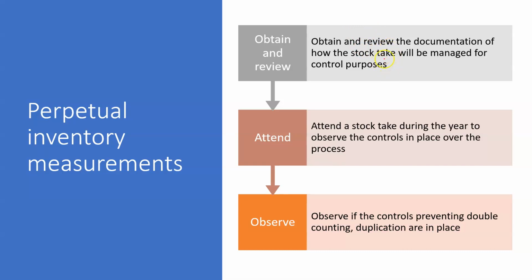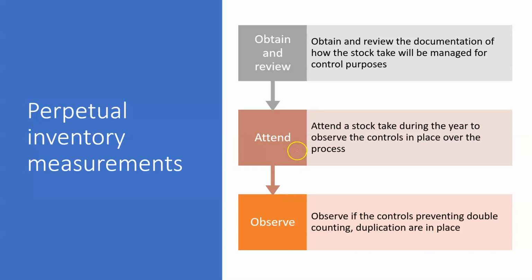I've written here, obtain and review the documentation. You can write, obtain documentation as to how the system works and how it was implemented, and whether there were any exceptions or issues. Just try and have a full understanding of how the system works. You can possibly walk through the system here, depending on the system. Here we're talking about a stock take system, so you want to do a walkthrough from start to end to see how it actually works.